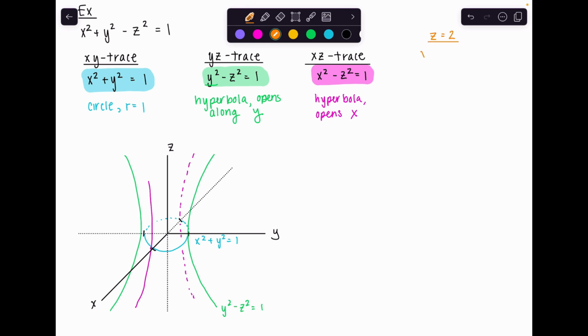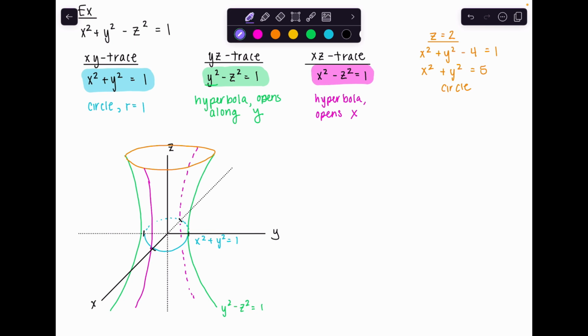In this case, that would give us x squared plus y squared minus 2 squared equals 1. So that gives me minus 4. Moving that over gives us x squared plus y squared equals 5. So this is a circle. It just has a funky radius of √5. That's okay. That means if I were to slice this thing at z equals 2, I get a circle as the top. So this allows me to get a complete picture going on.